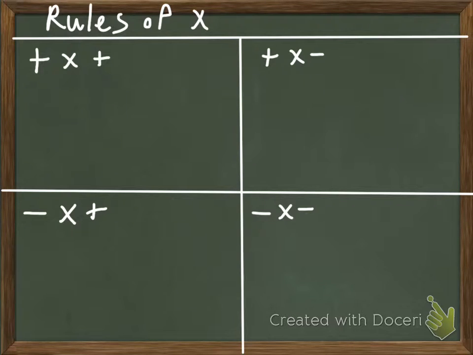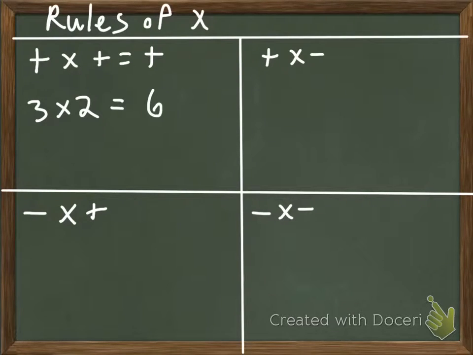So we're going to look at the rules of multiplication. We're going to start up here in the upper left-hand corner box. We are multiplying a positive number times a positive number. So let's say we have 3 times 2. Well, 3 times 2 is 6, and it is a positive 6. So if you multiply two positives, that equals a positive.